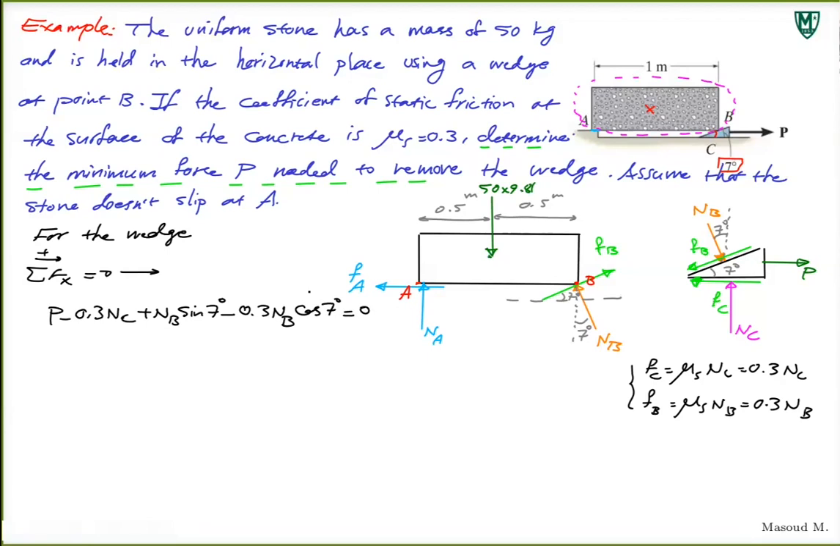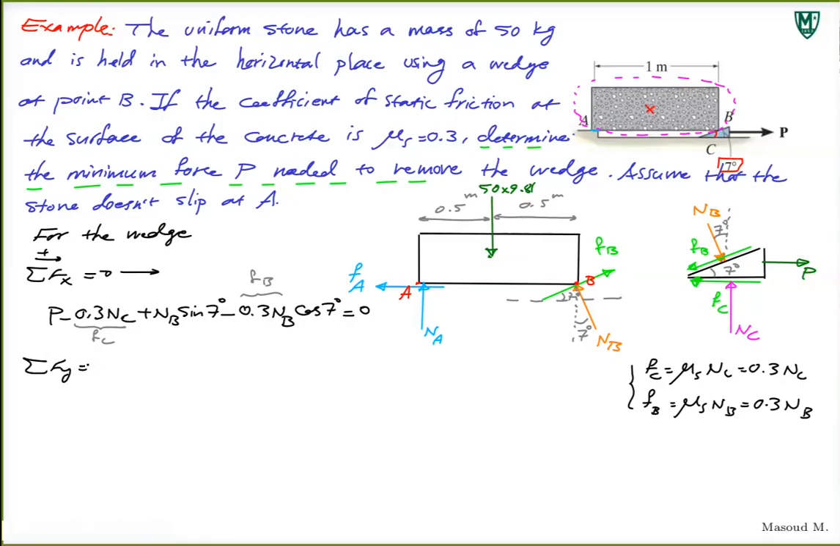So many forces there. P is to the right positive, FC is to the left negative, FC is 0.3 NC. I just plugged in here FC. And this is FB. NB sine 7 degrees, the X component is to the right, so positive, and FB is negative, creates an angle of 7 degrees with the horizon, so that's going to be FB cosine 7 degrees, and negative to the left.